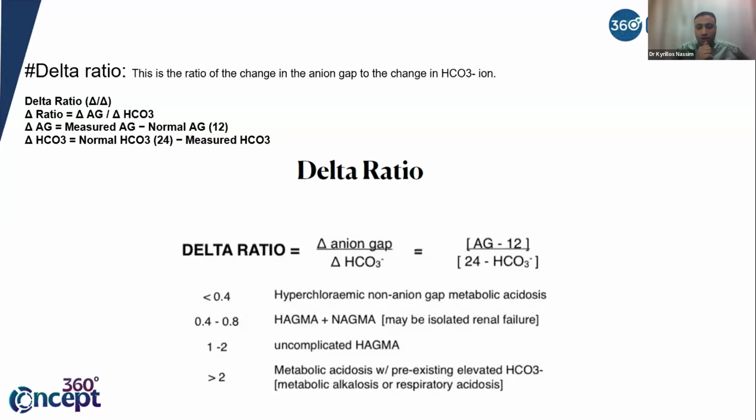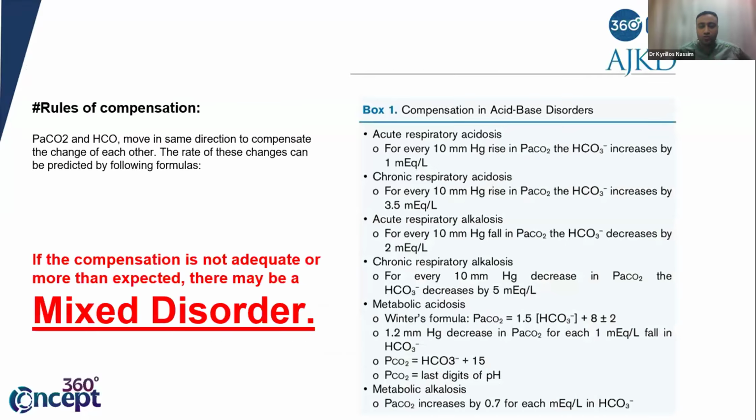Then we will go to the compensation of the ABG, which is another high yield topic in ABGs, asked in exams, which is the rule of compensation. CO2 and bicarb, we all know they are moving in the same direction to compensate each other, but the rate can be predicted by this formula.